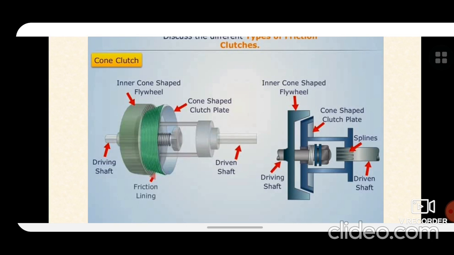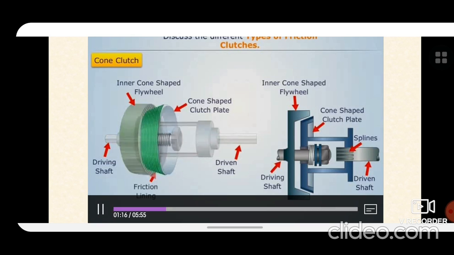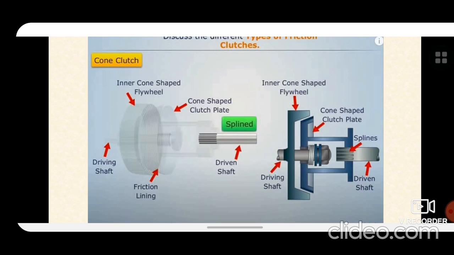For disengaging the clutch, the male cone is pulled out by means of the lever system operated through the clutch pedal, thereby separating the contact surfaces. So you observe the mechanism in between.